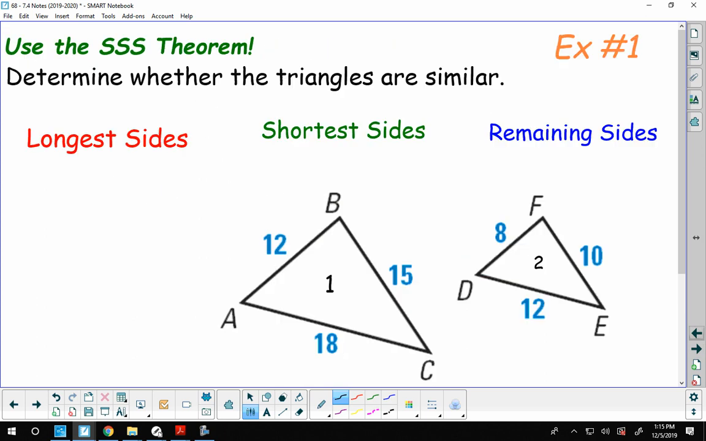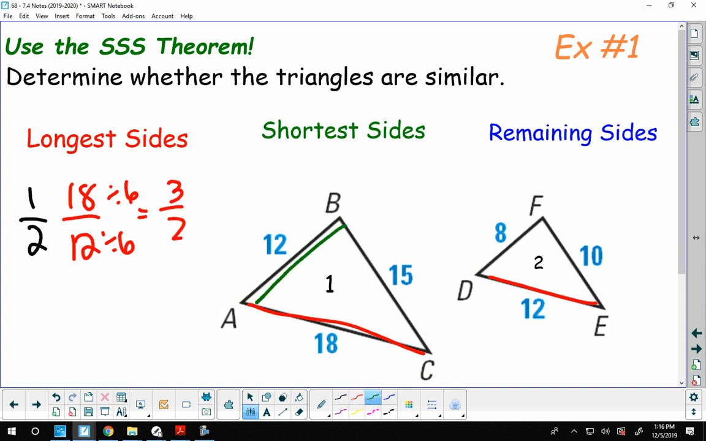Okay, let's do this example. So let's compare the longest sides. Let's go triangle ABC over triangle, figure 1 to 2. They already labeled them. Okay, so let's go figure 1 over figure 2. So the longest side in my first triangle is 18, and that compares to the longest side in triangle 2, which is 12. So we can take a 6 out of both of those, and that simplifies to 3 halves.